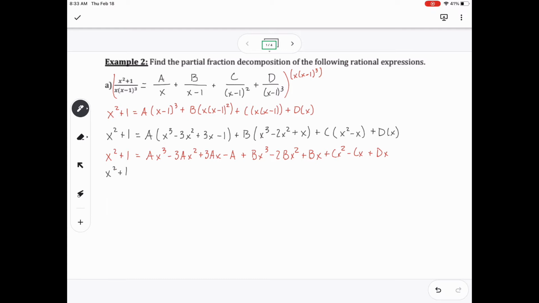And then from there, I want to group them, just like we've done before. So I'll put all the cubes in a group, all the squares, and all the x's, and all the terms that do not have an x attached to them.